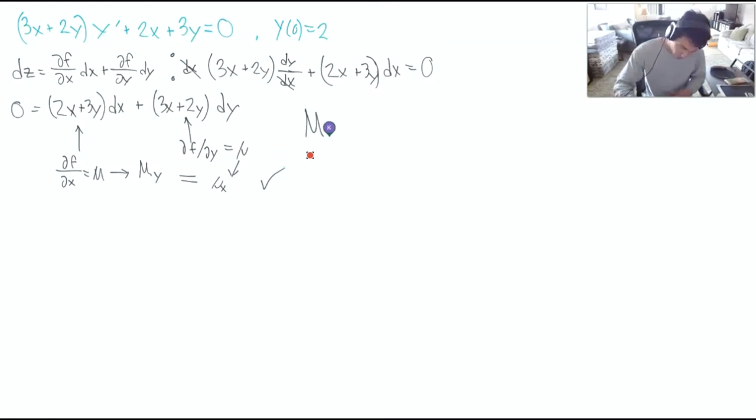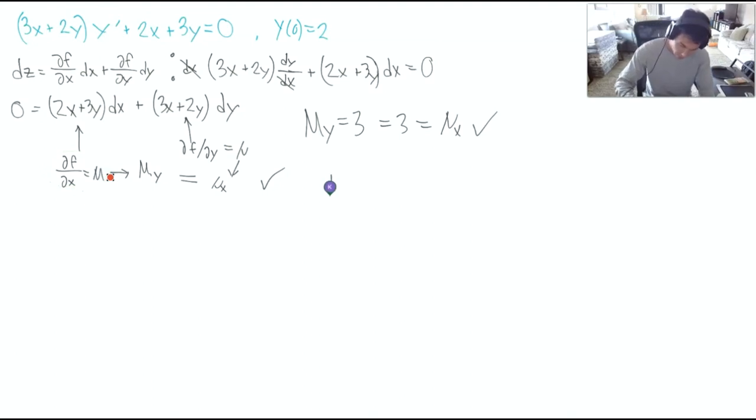So m with respect to y, this is m, and we're going to take it with respect to y. So this is a constant, this will be 0, and then this will just be 3. So it's 3. And I'm saying, if we take this with respect to x, it will be 3. And look, it is, which is n with respect to x. So it's exact.